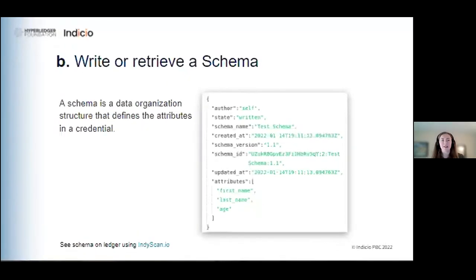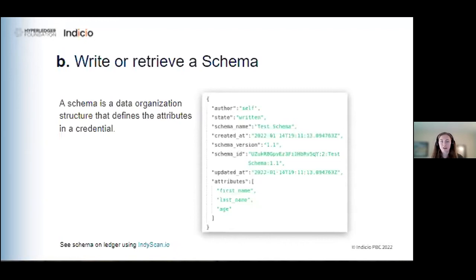Okay, so the next issuer step is to write or retrieve a schema. And so a schema is the data organization structure that defines the attributes in a credential. So for example, in an employee credential, the schema would likely have first name, last name, address, date of hire, security clearance, anything that the employer wants to verify about the employee. And so this is what the JSON of the schema looks like. It has a schema name, version, ID, and shows the attributes here. That's just first name, last name, and age.